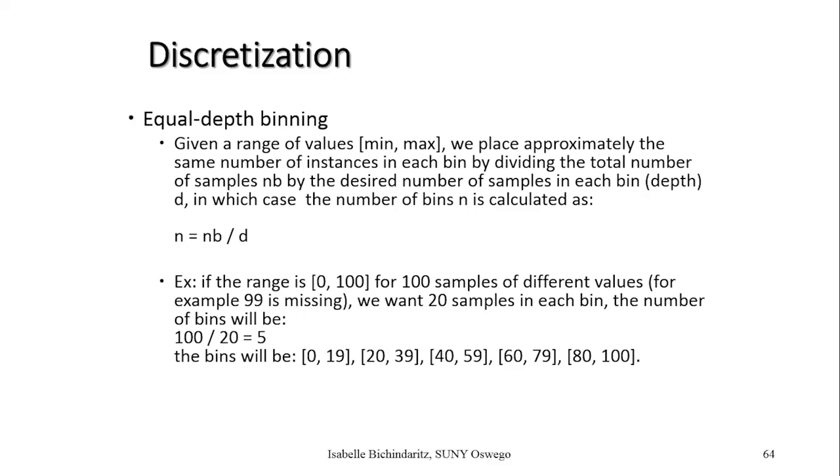Example, if the range of values is 0, 100 for 100 samples, we want 20 samples in each bin. The number of bins will be 100 divided by 20 equals 5. The bins will be 0-19, 20-39, 40-59, 60-79, and 80-100.